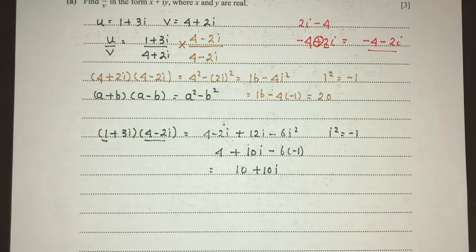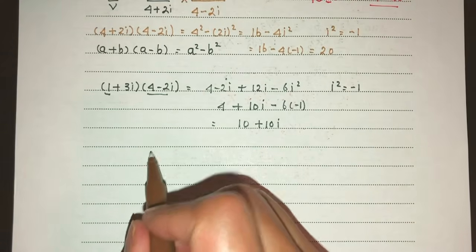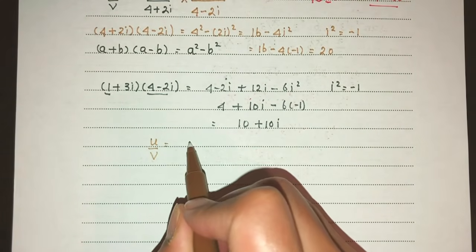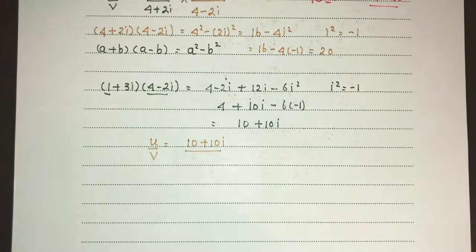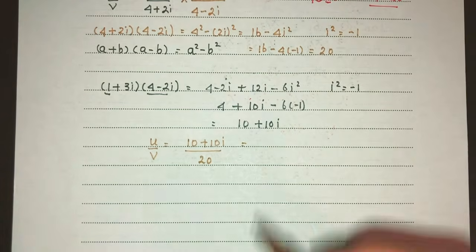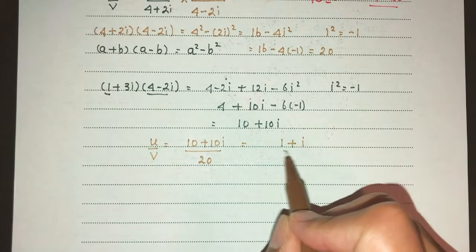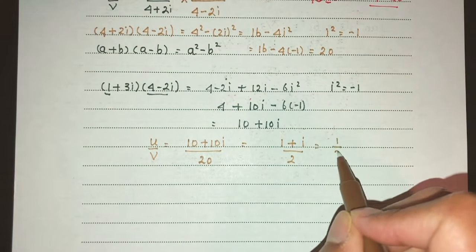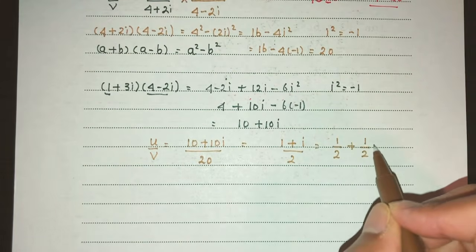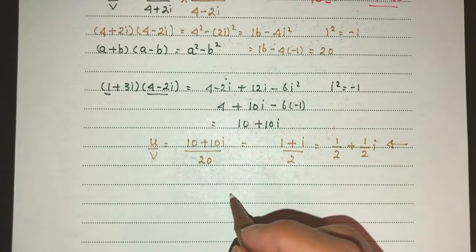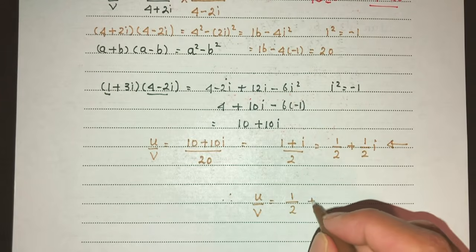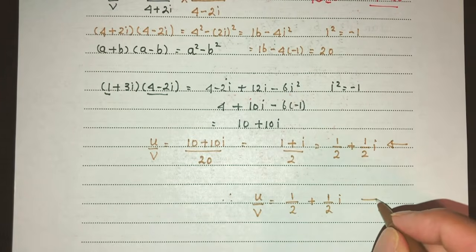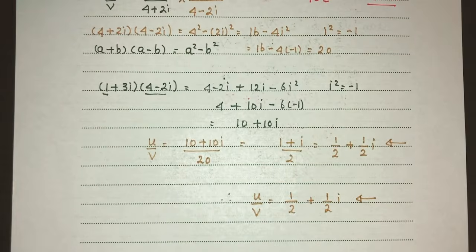Now replace back in the main equation. So u over v is equal to 10 plus 10i divided by the denominator, which is 20. Now we can simplify by dividing by 10 everywhere. You will have (1 plus i) over 2, that will be half plus half of i. So finally you can write down u over v is equal to half plus half i. This is your answer for part A.